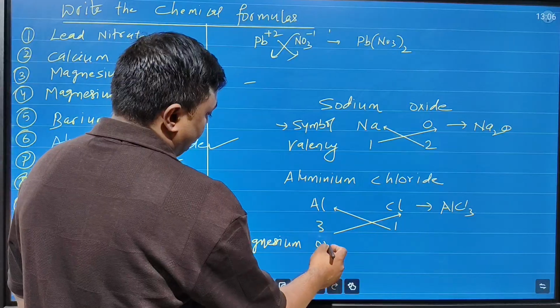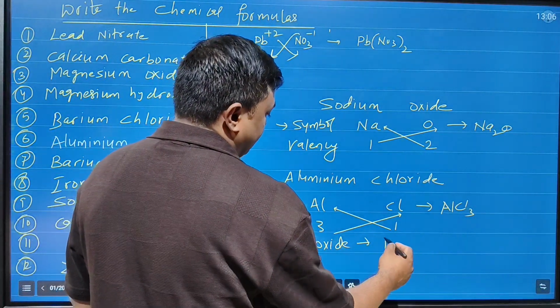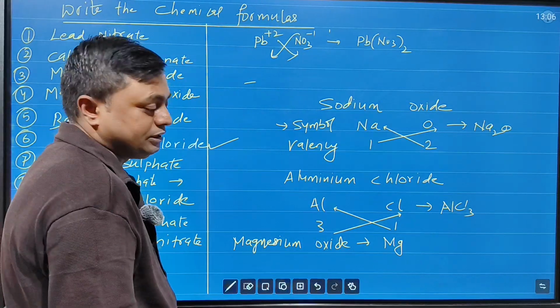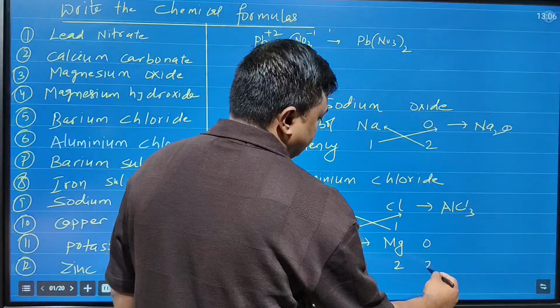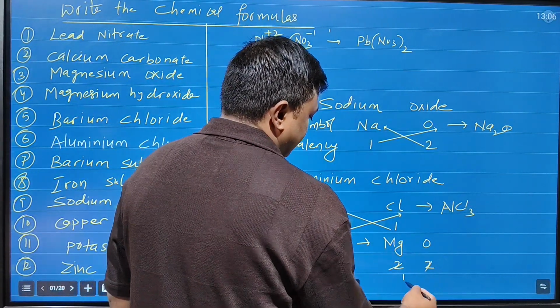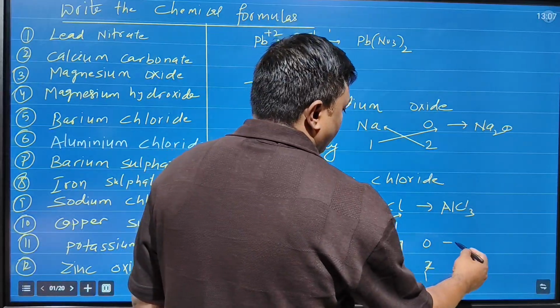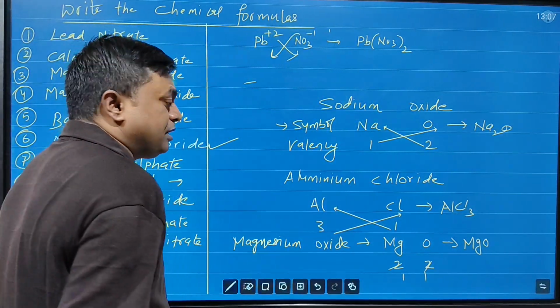Let's talk about magnesium oxide. Very important chemical. The magnesium symbol is Mg. The oxygen symbol is O. The valency of magnesium is 2, oxygen is also 2. If the valencies are equal, we can cancel them. So Mg1 O1. The 1 we are not writing generally, so MgO. Is it clear? Please make a note of this.